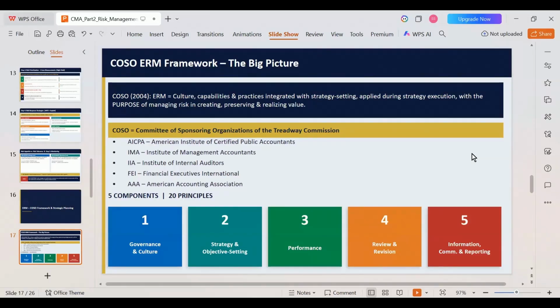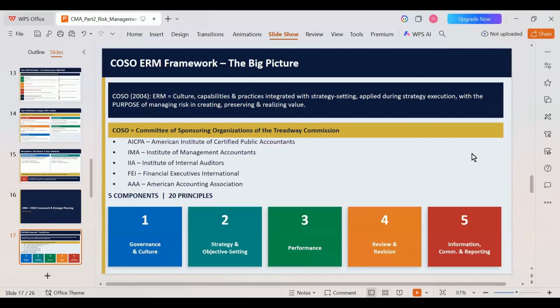Now, COSO ERM gave us the framework, in the sense of what the important aspects of the business are in which risk management should be present. They disclose the entire framework in terms of 5 components and 20 principles. The 5 components, and this is an important concept, you all need to memorize. This has to be known exactly how it is.